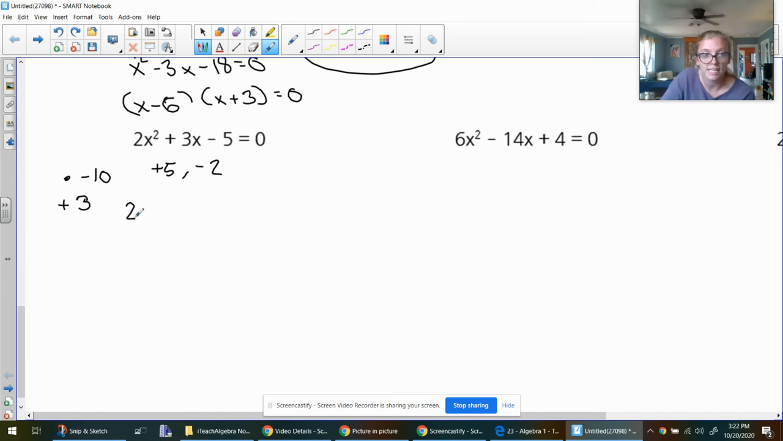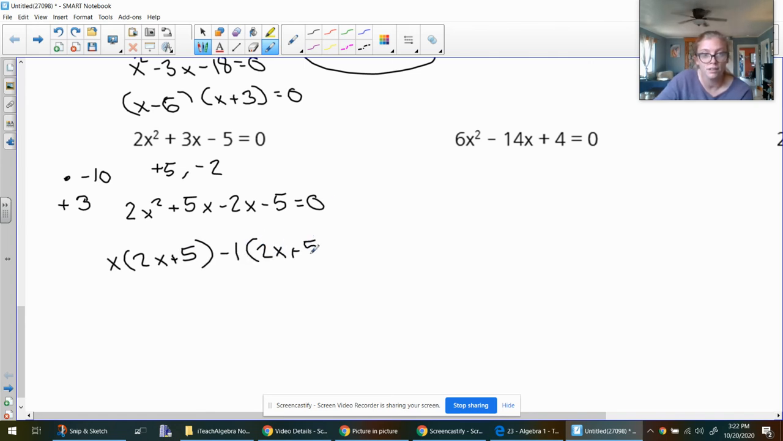So I'm going to rewrite this as 2x squared plus 5x minus 2x minus 5 equals 0. Then I'm going to factor. So in this first example, I'm going to factor out x, and I'm left with 2x plus 5. In the second, I'm going to factor out -1, and I'm left with 2x plus 5. So that would be x minus 1 times 2x plus 5.